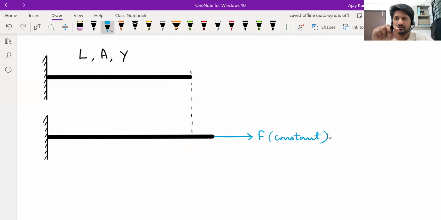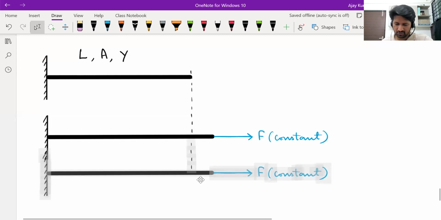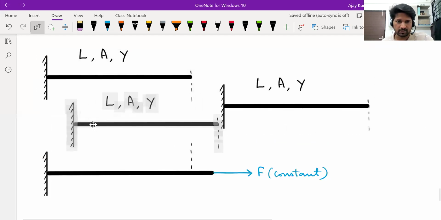The material will apply a restoring force. The restoring force applied by the material will not be constant. Why will that not be constant? Because restoring force depends on how much the material is deformed. So let's consider an intermediate situation like this, where the wire is still getting elongated.